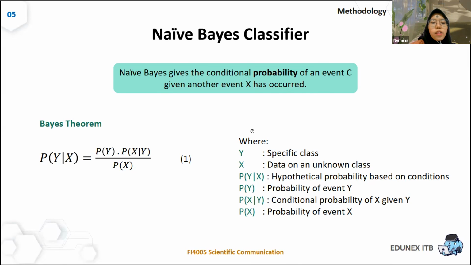Calculation of probability categories in naive Bayes uses the Bayes algorithm approach using this equation. Equation 1 shows P(y|x) equals P(y) times P(x|y) over P(x), where y is a specific class, x is data of an unknown class, P(y|x) is the hypothetical probability based on condition, P(y) is the probability of event y, P(x|y) is the conditional probability of x given y, and P(x) is the probability of event x.